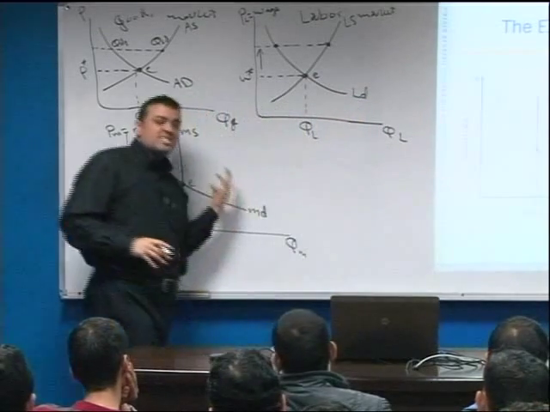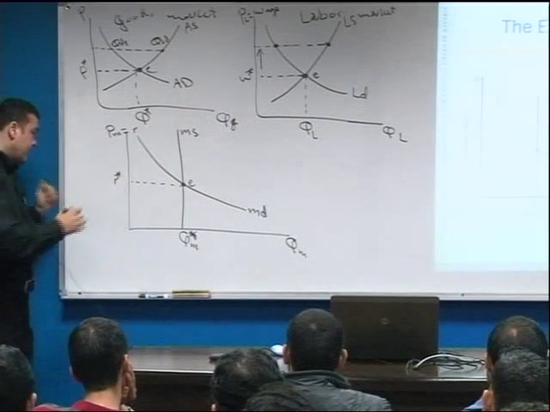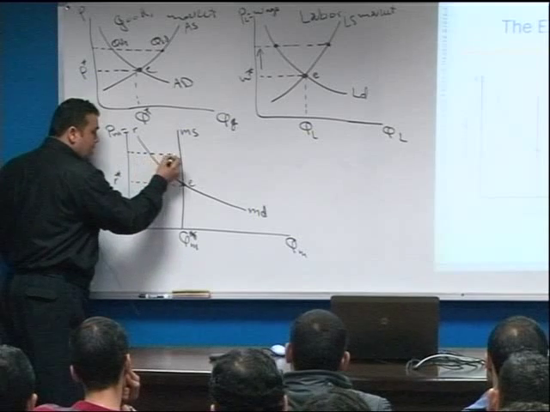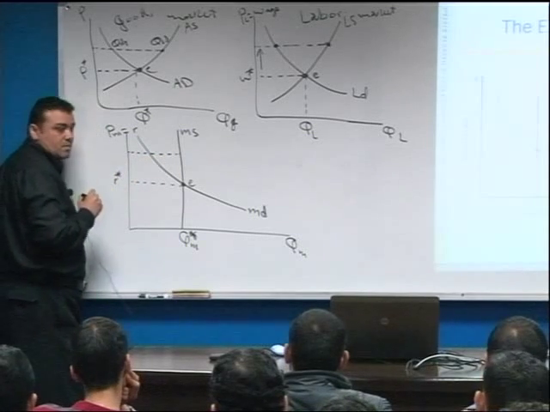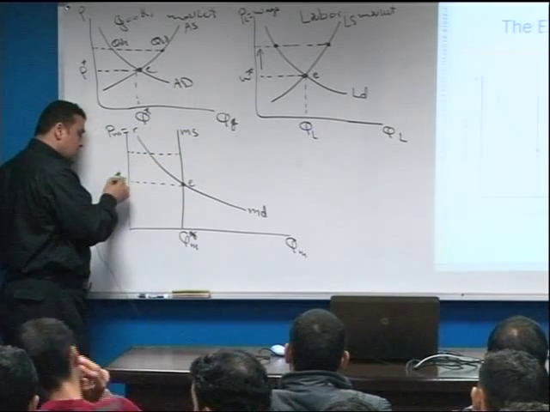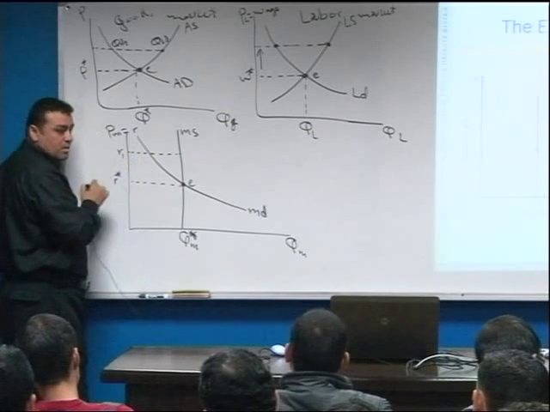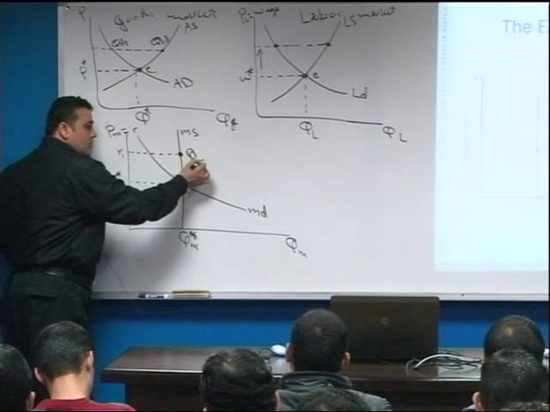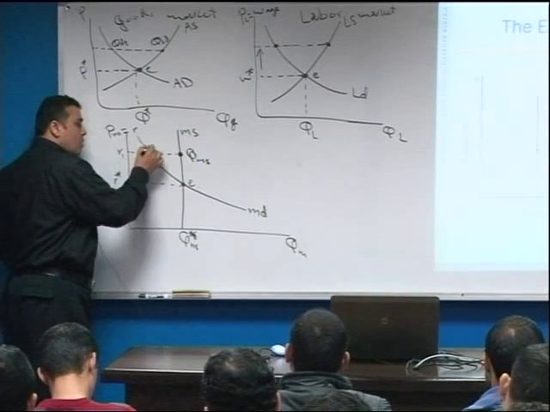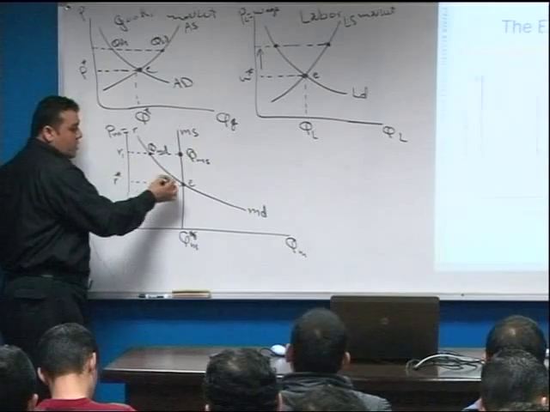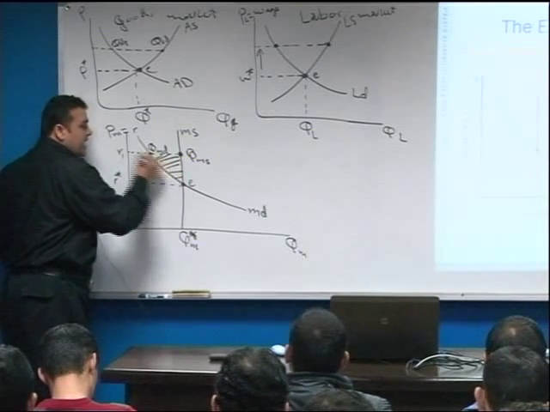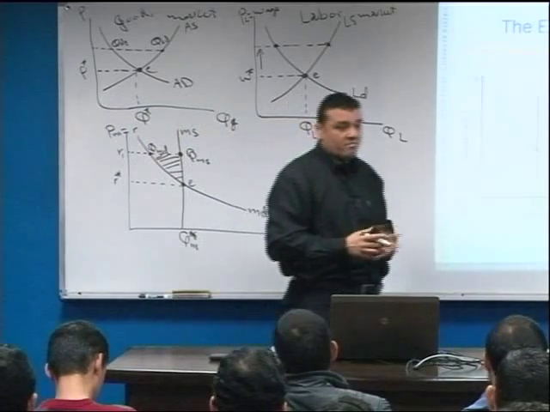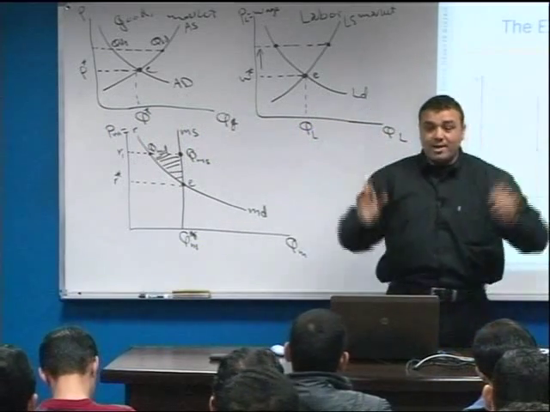In the money market, it's the same. If the interest rate is larger than the equilibrium interest rate, so suppose this is R1, right? In this case, the quantity of money supplied is larger than the quantity of money demanded. So here we have what? Exactly the same: excess supply of money. There is more money supply than money demand.